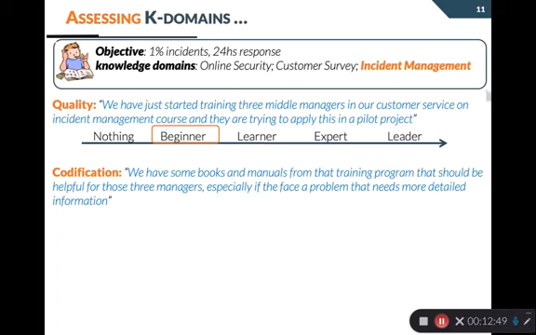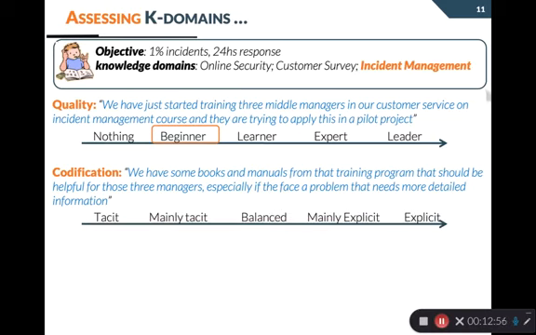Same question comes to the codification. Pause the video, read the phrase, and see where you would locate the incident management knowledge domain on this codification spectrum.